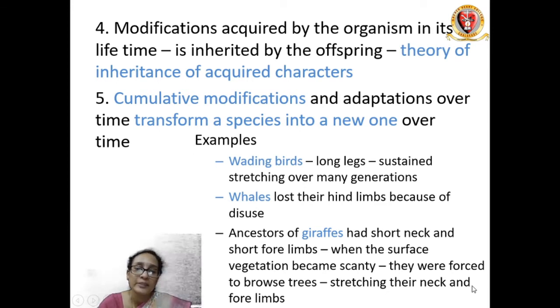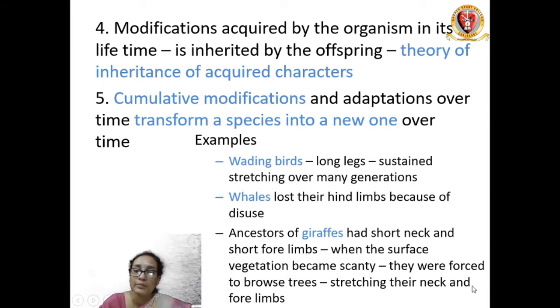To explain his theory, he said, look at wading birds. Wading birds are birds with long legs. They need these long legs to stand in water. When they stood in water, they sustained a stretching of these legs over many generations, which led to such long legs that you see in wading birds today. And he also said whales do not have hind limbs. Why? Because disuse of an organ will lead to its disappearance. So whales lost their hind limbs because of disuse.